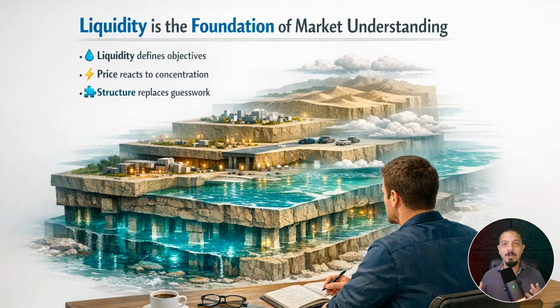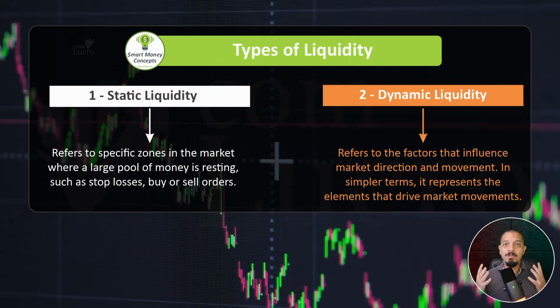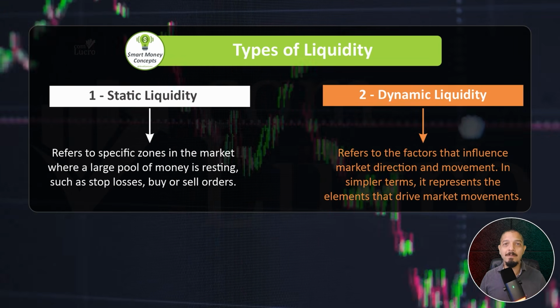Before any trading strategy can be applied with consistency, it is essential to understand where liquidity sits, how it develops, and how price responds when that liquidity becomes the objective. This foundation is what allows traders to move away from guesswork and start reading the market with structure and intention. To begin, liquidity can be classified into two main types: static liquidity and dynamic liquidity.